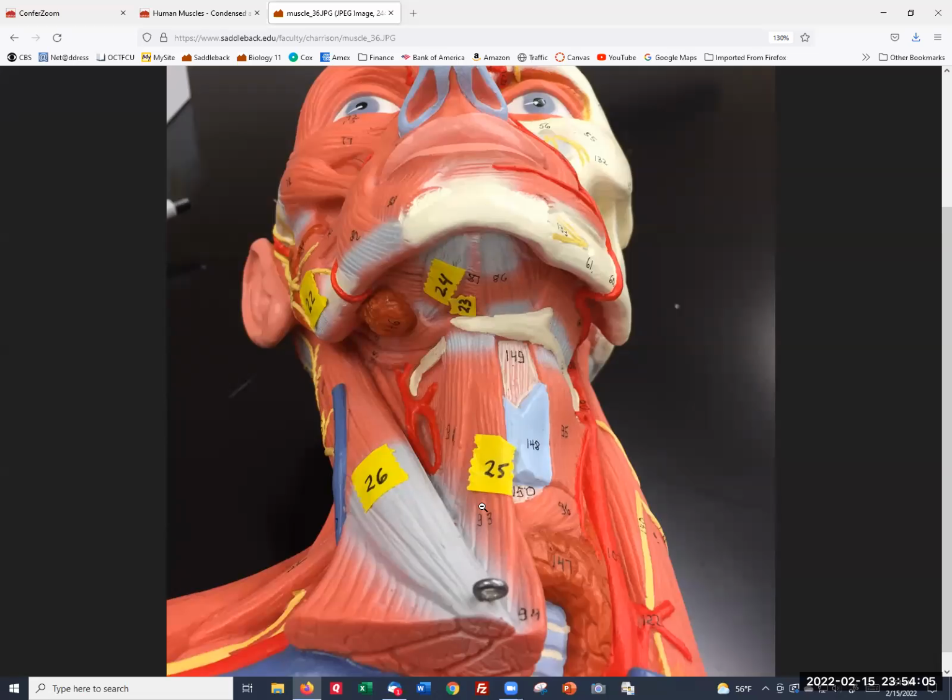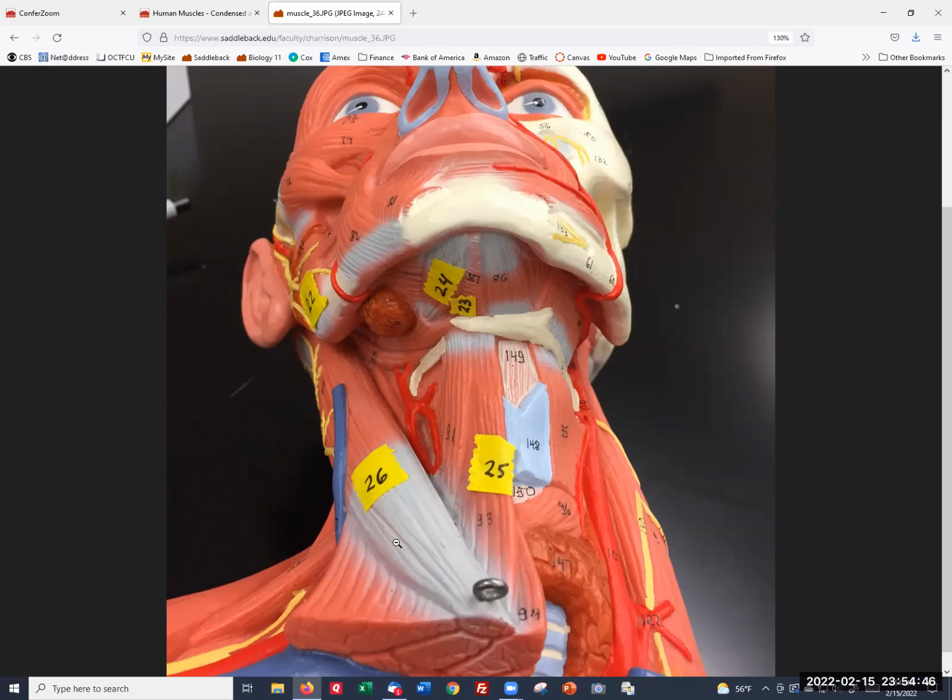This number 25 runs from the sternum to the hyoid. This is the sternohyoideus. We had mylohyoideus here, sternohyoideus here. You can only imagine that since they are on either side of the hyoid bone, they must have something to do with swallowing, with elevating the hyoid bone during swallowing.